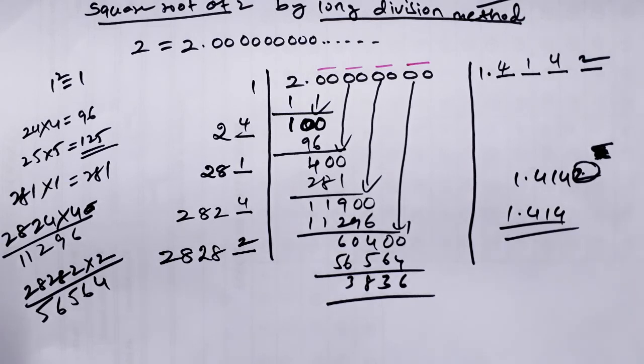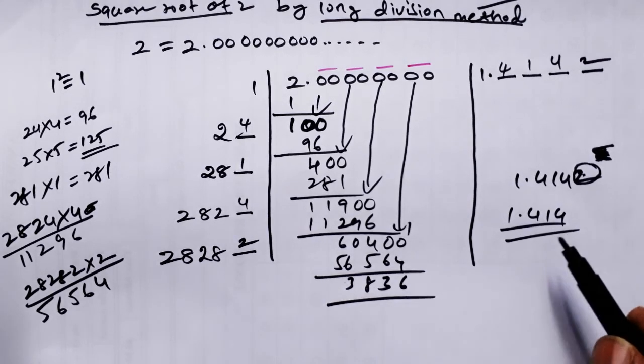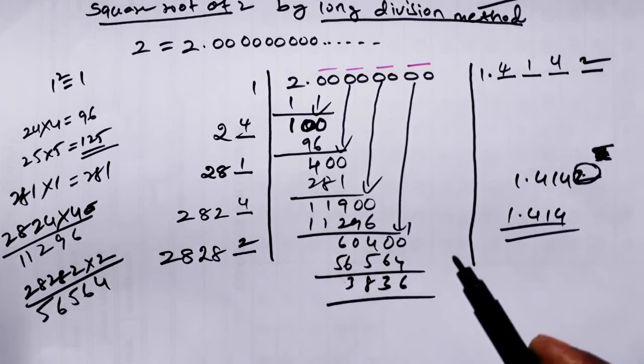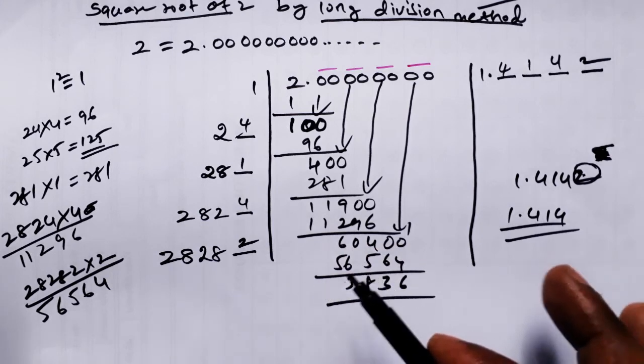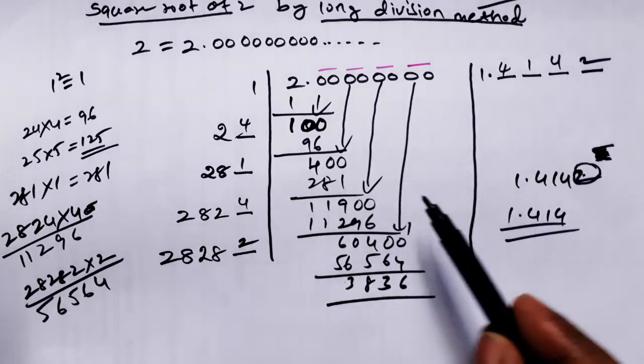The root 2 answer is 1.414. The same method you can apply for root 3 also. For root 3, root 5, root 7, all of these we can apply the same method as it is.